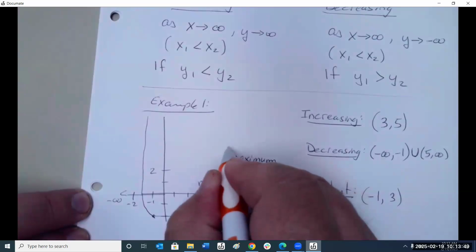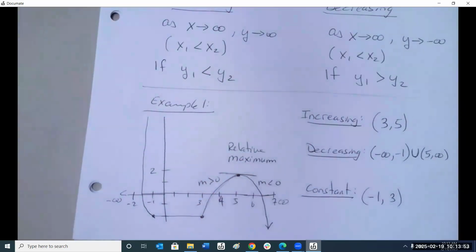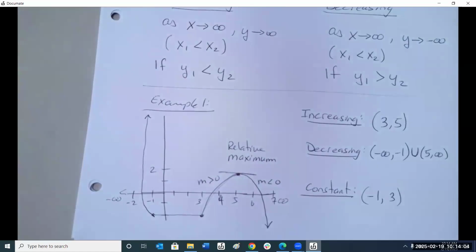But since it's only this, we call it a relative maximum. Relative maximum simply means on a small domain. Is it the highest point of the entire graph? No, because it goes on to infinity and negative infinity. Does it have a minimum point? No, because all of these are constant and they're all the lowest points in this relative area. And it goes on, so it has no relative minimum.